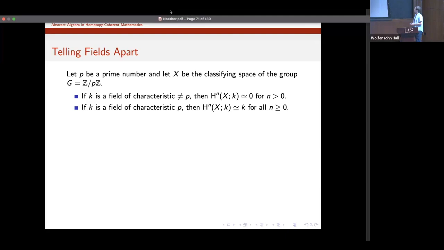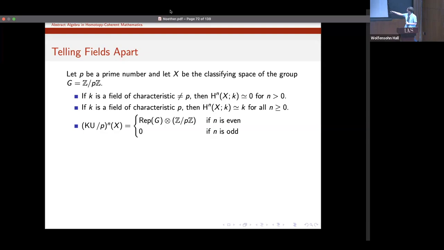Now, what happens if you take this funny example that I mentioned earlier, KU mod P? Well, KU has something to do with vector bundles. And there's a way to make vector bundles on this space BG: take any complex representation of G, which you can think of as a local system of complex vector spaces on X. And in particular, it gives you a complex vector bundle. That gives you a construction which turns any representation of G into a complex vector bundle.